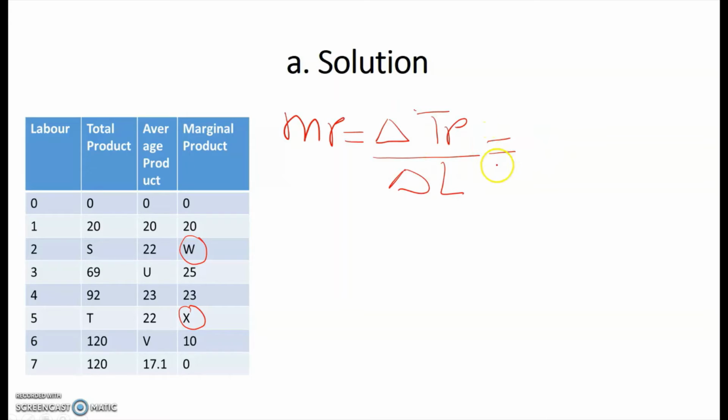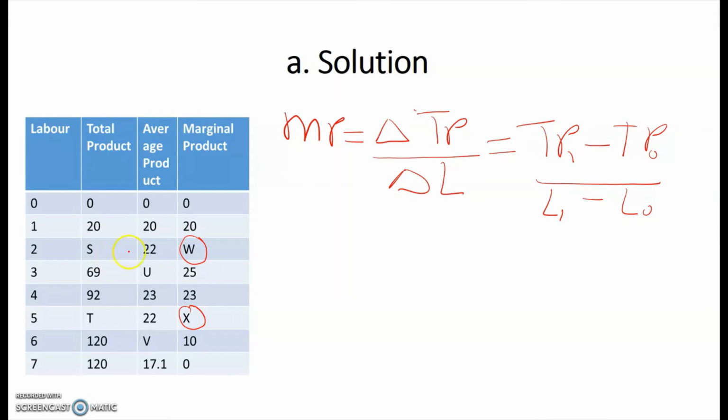Now we'll expand the change in total product, which will be the current total product, TP1, minus the previous total product, which is TP0. Now the difference between this 1 and the 0 is that 1 represents the current total product and the 0 represents the previous or old total product, over, we expand that of the change in labor. That will be the current labor minus the previous labor. So that is the formula for calculating the marginal product.